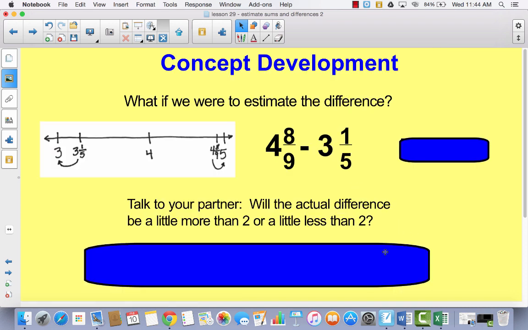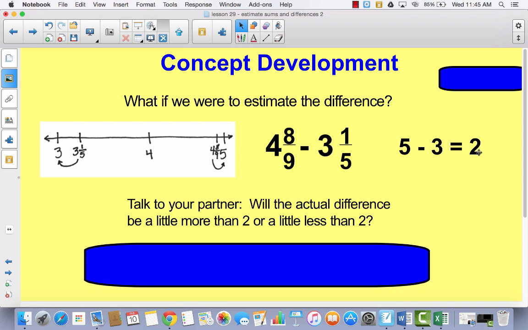Okay, so let's think about this for a minute. What if we wanted to estimate the difference? So go ahead and copy this math problem in your math journal. We don't have to create a new number line because we've already done this before. We know that 4 8/9 is closer to 5. We know 3 1/5 is closer to 3. So when we estimate the difference, we have 5 minus 3, which is 2.